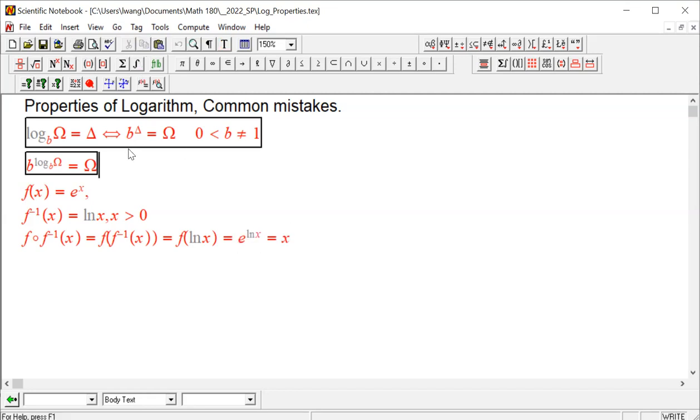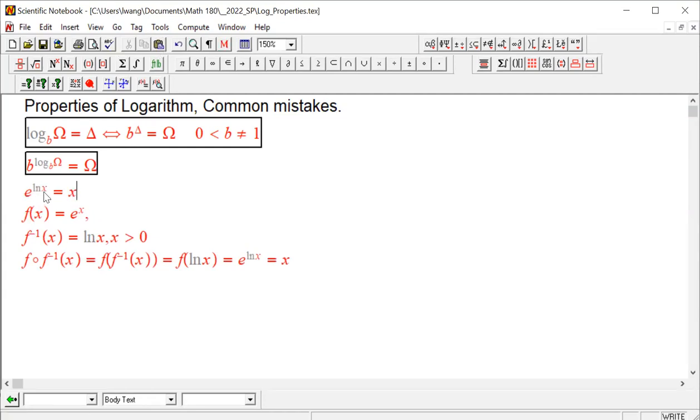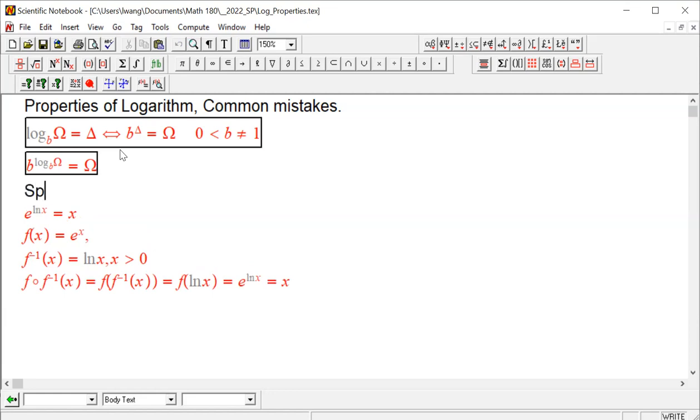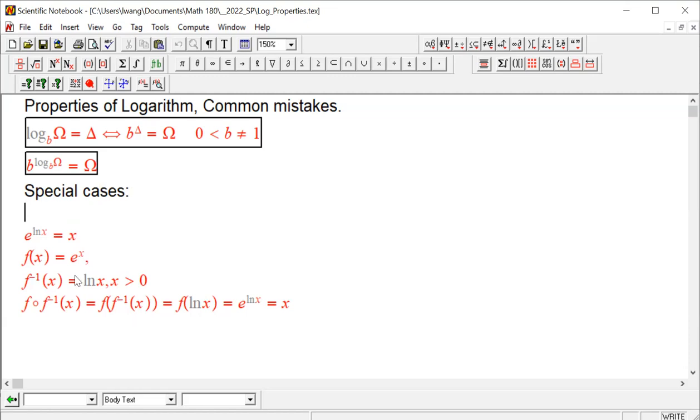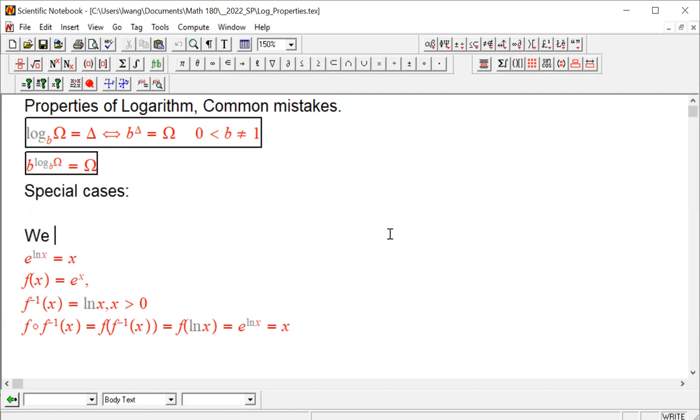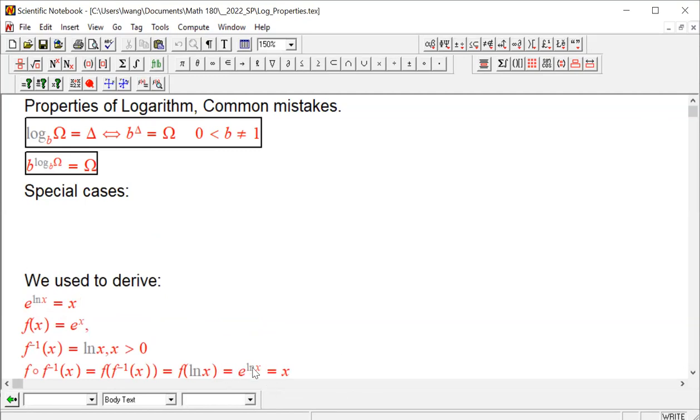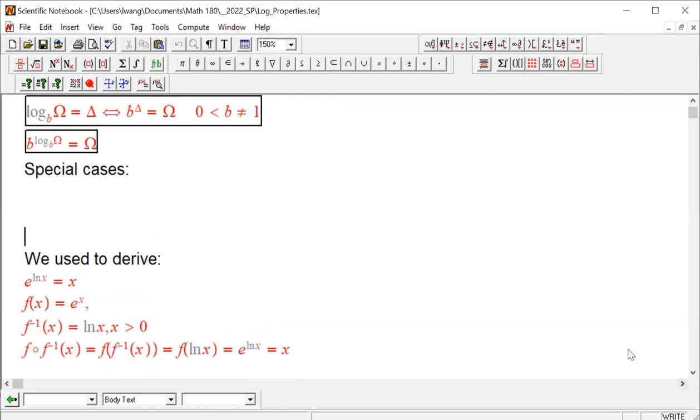Because as a special case, right? When the base is e, it's going to be the same. So these are the special cases. So what are the special cases, right? Well, we used to derive the following. Okay, so this is just a recap. We did that before. Now, a similar thing can be derived for any pair of inverse functions with exponential and logarithm. So I just want to indicate what this special case is.